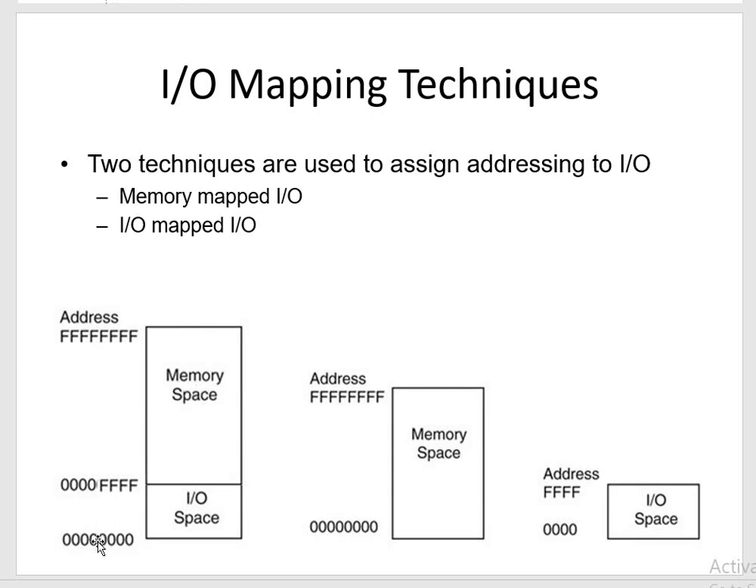So here in this case, the same addressing range will be used both for memory as well as for the I/O space. So by using the similar set of instructions, there is no need to assign separate instructions for the I/O or for the memory. The same instruction can be used to access the data from the I/O as well as from the memory.